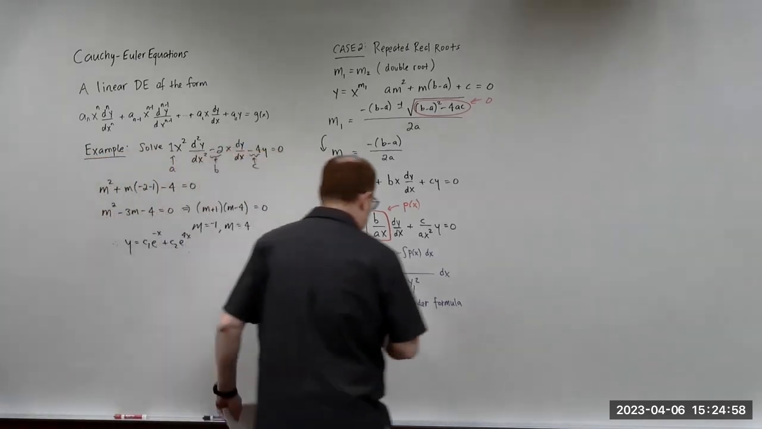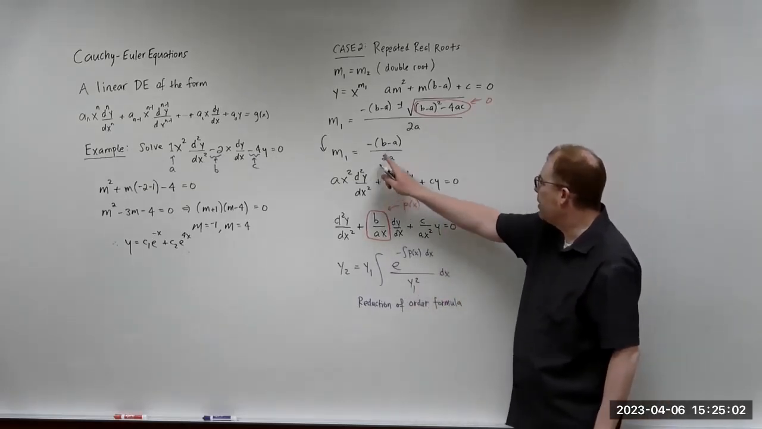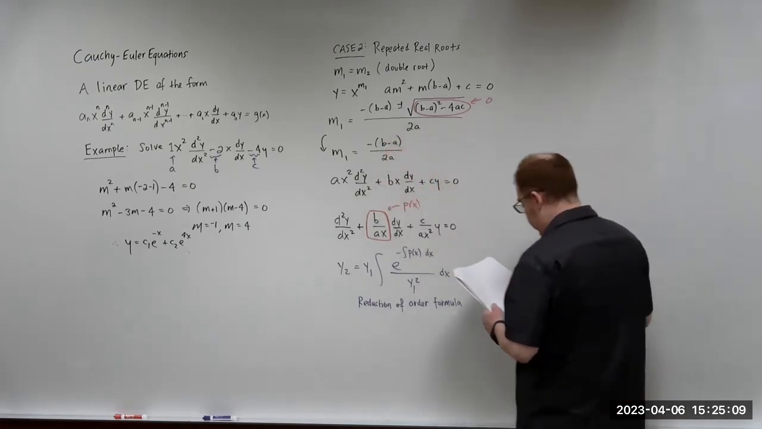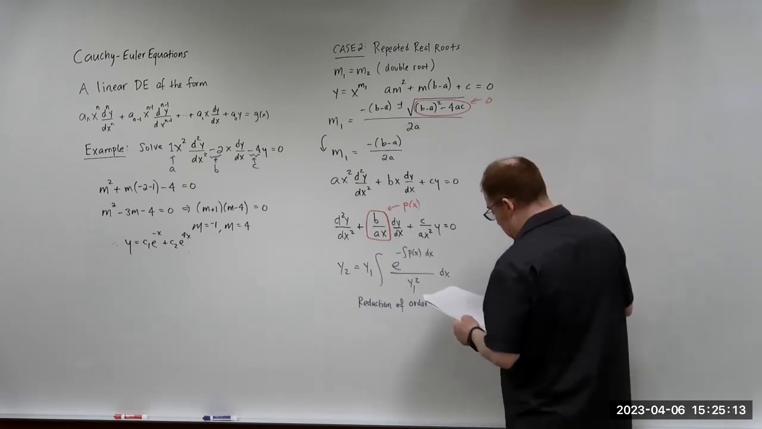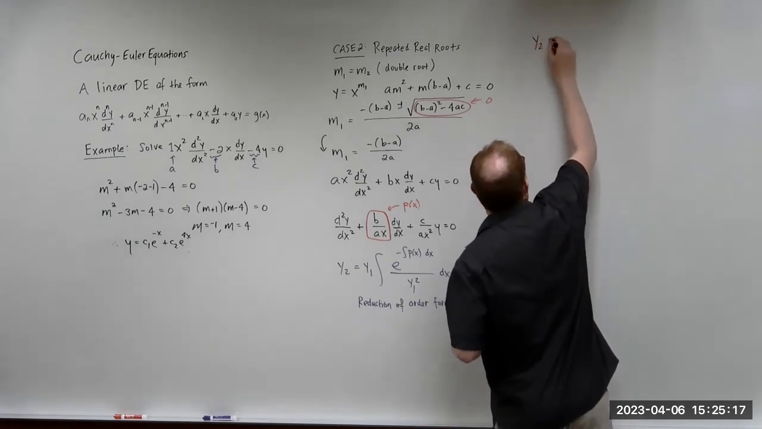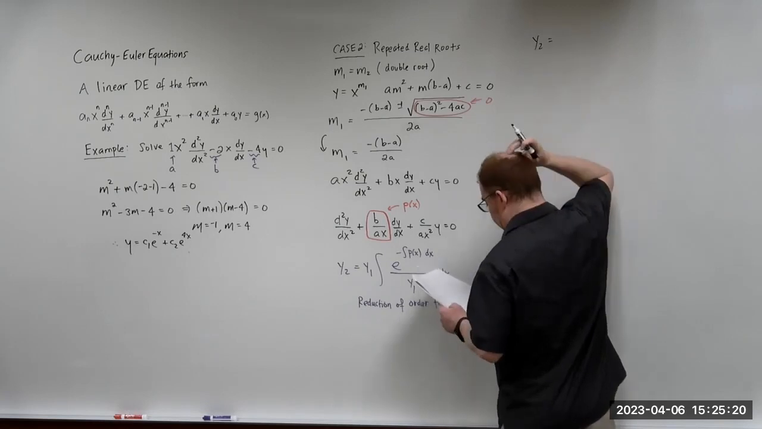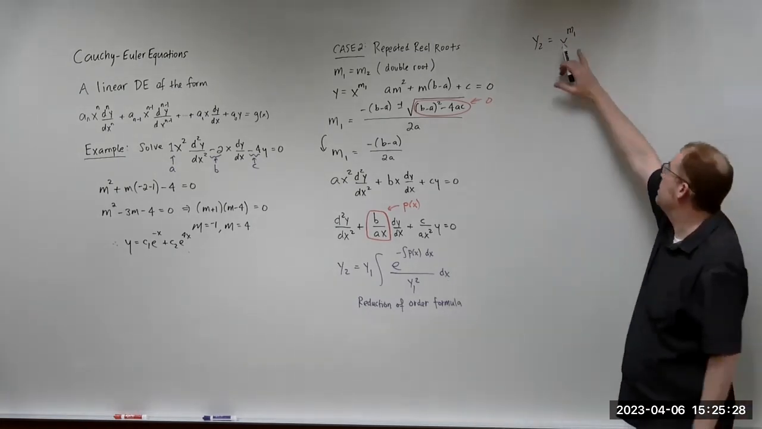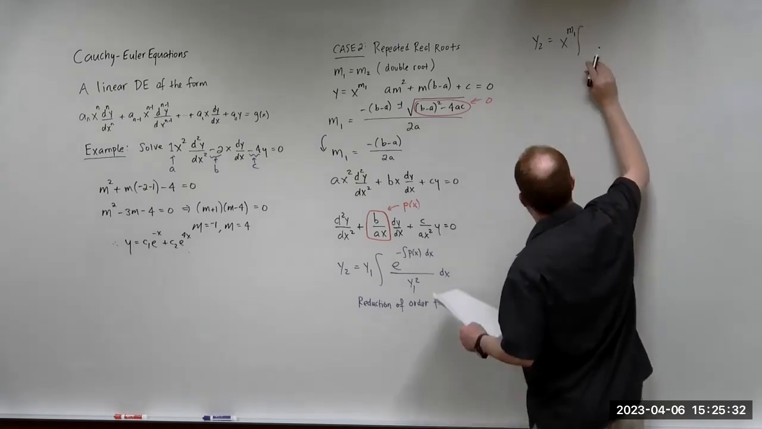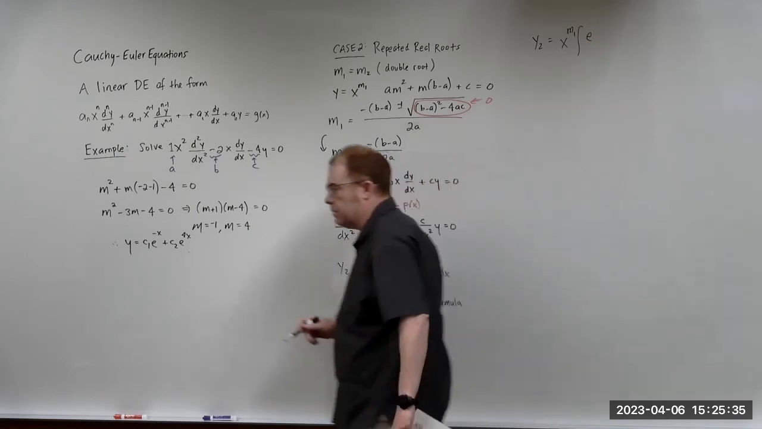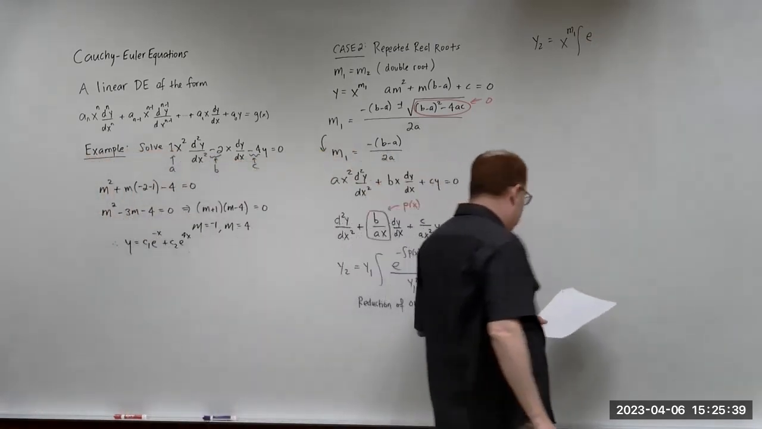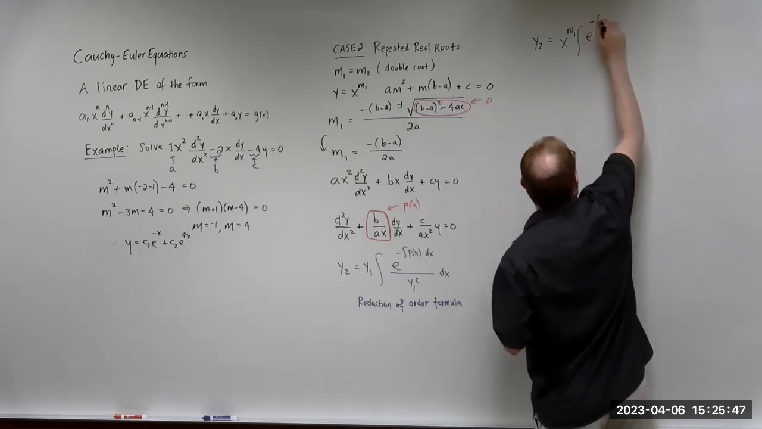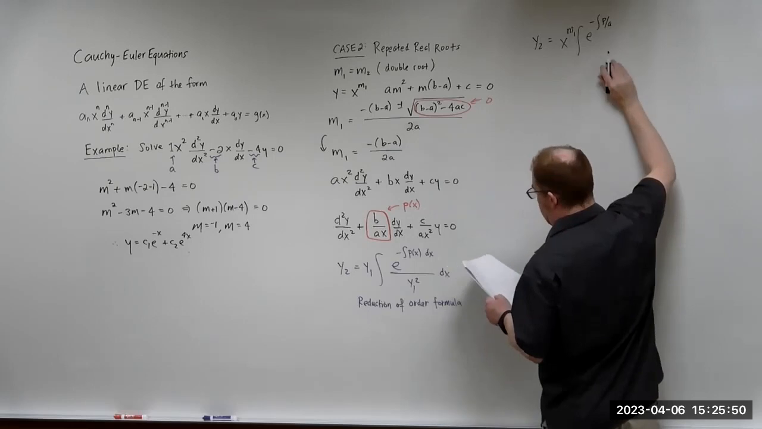Okay, let's apply that. We're going to apply this where we know that y1 is equal to x to this. This is m1. All right, so let's plug everything in. For a moment, I'm going to leave that as m1. We can take care of that part later. And then we have e to the minus integral. So p of x being b over ax, we have e to the minus integral of b over ax.